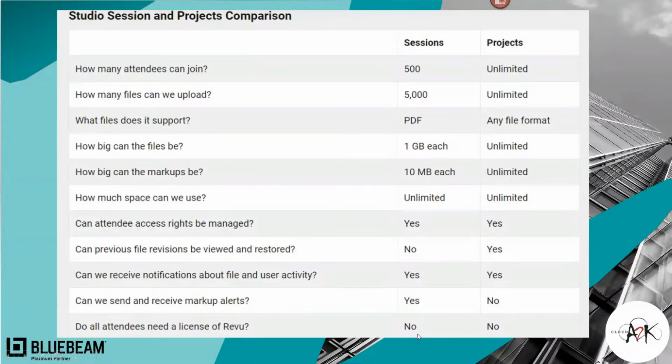One of the big things that I will focus a bit on today is, do all attendees need a license of Review? No, they don't. If you have a live PDF up in a session, attendees can download Bluebeam and use it in an unlicensed view mode, and they can fully participate in the session, even making the markups that people normally would.